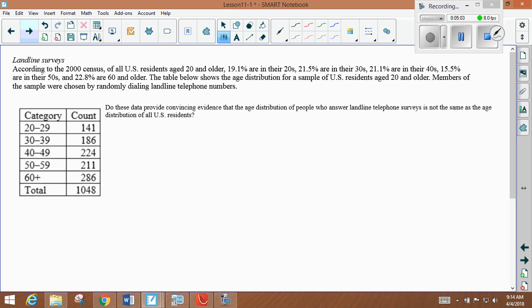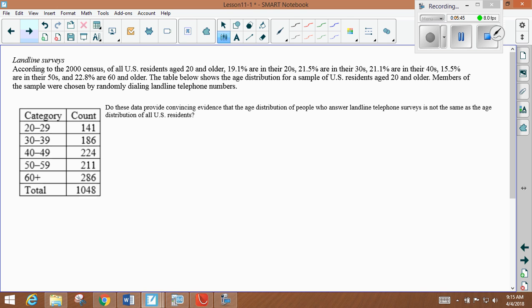We want to know, is the distribution that they got for randomly calling landline numbers the same as the distribution of all U.S. residents? And why would you want to do that? You would want to see, when we do this random dialing of landline numbers, are we getting a representative population? You could do a chi-square goodness of fit test to see if that is actually happening, because if you're going to use that data, you really want it to represent the population. That would be the purpose of doing something like this.